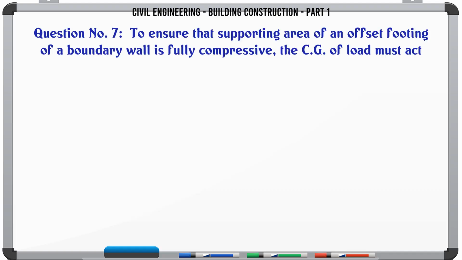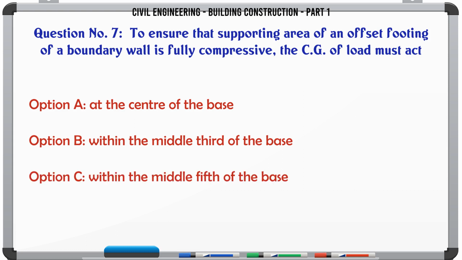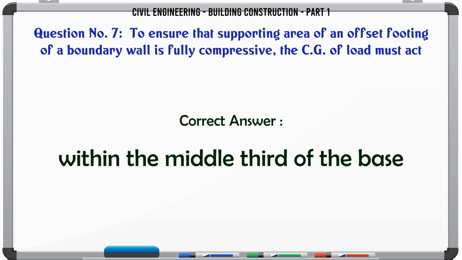To ensure that supporting area of an offset footing of a boundary wall is fully compressive, the CG of load must act A. At the center of the base. B. Within the middle third of the base. C. Within the middle fifth of the base. D. Neither A, B nor C. The correct answer is within the middle third of the base.